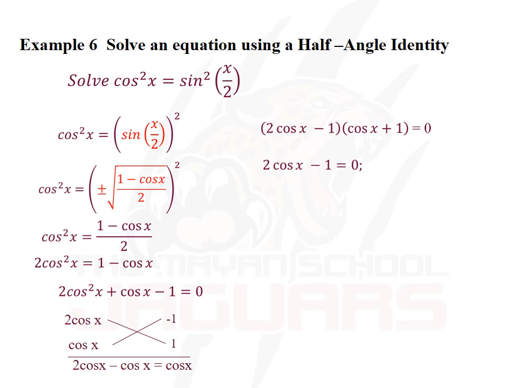Now I need to set each of these factors equal to 0. 2 cosine of x minus 1 equals 0. The other factor, cosine of x plus 1, also equals 0. Let me solve the left side equation, and it becomes cosine of x equals 1/2. For which angle is the cosine of that angle equal to 1/2? The cosine is positive in 2 quadrants, the first one and the 4th quadrant. So what are the angles? It is pi over 3, that's in the first quadrant, and the other angle in the 4th quadrant will be 5 pi over 3. So the values of x are pi over 3, 5 pi over 3.